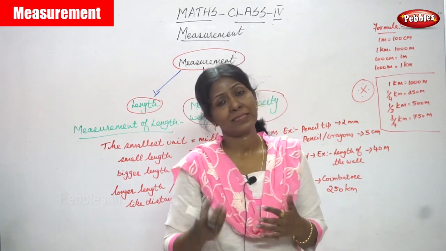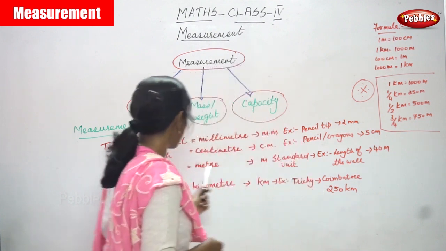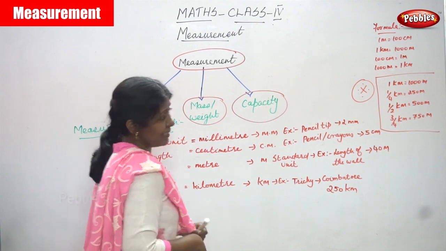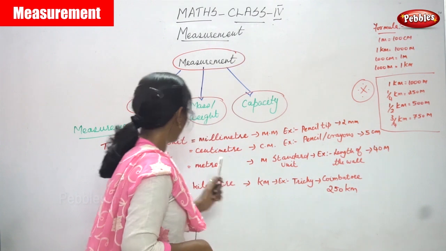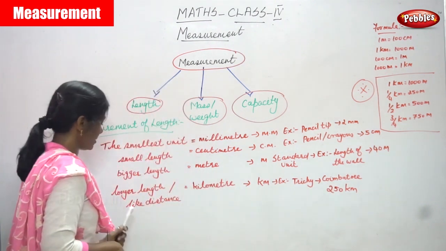So it is a different length. It is in meter. Next, for example, length of the gate, length of the wall, length of the door, it all comes under meter. Next one is longer length, like distance.